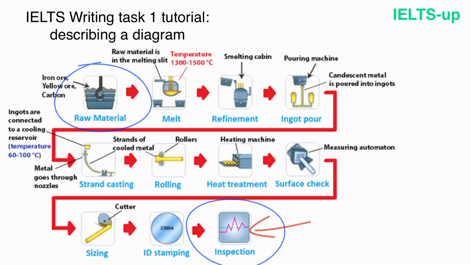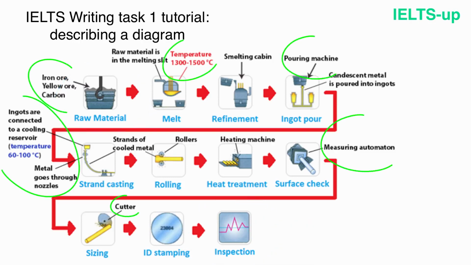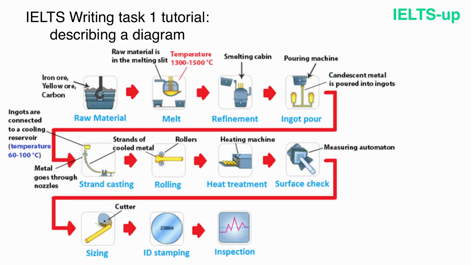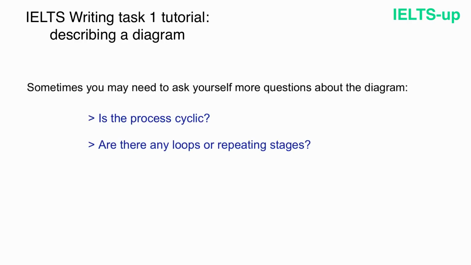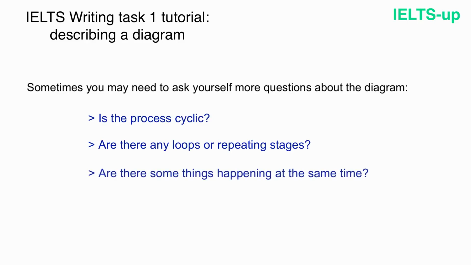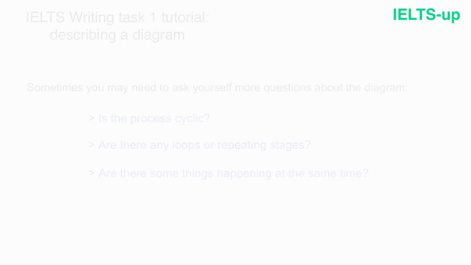You can see that this diagram has a lot of additional information. This information is provided for almost every stage of your process, but we don't need it for now. We'll focus on it later. Some diagrams may not be as straightforward as this one, so sometimes you may need to ask yourself more questions about the diagram. For example, is the process cyclic? Are there any loops or repeating stages? Maybe there are some things happening at the same time? Anyway, when you have familiarized yourself with the diagram, it's time to start writing the answer.